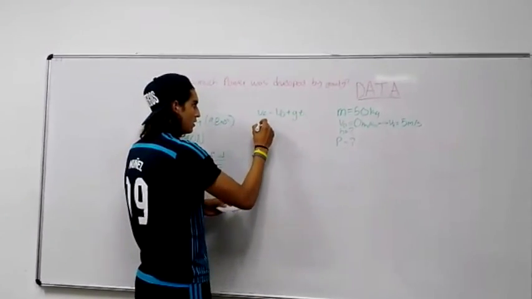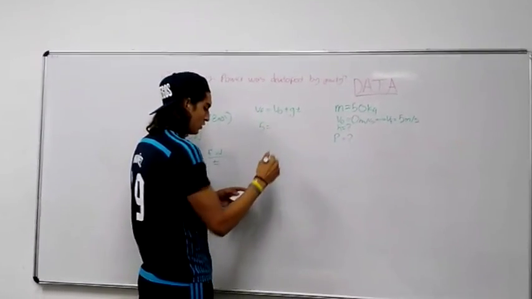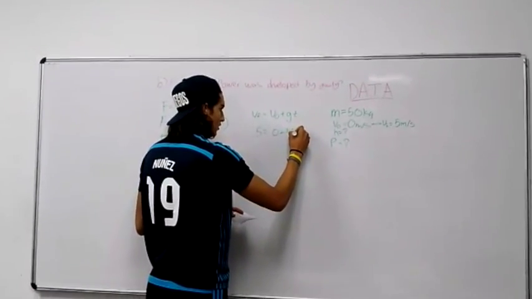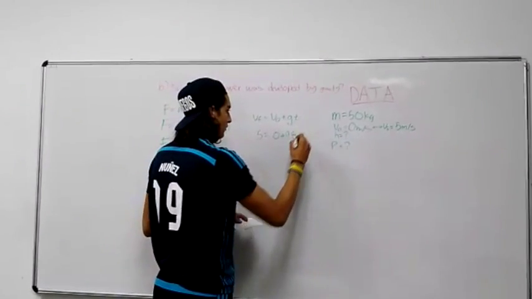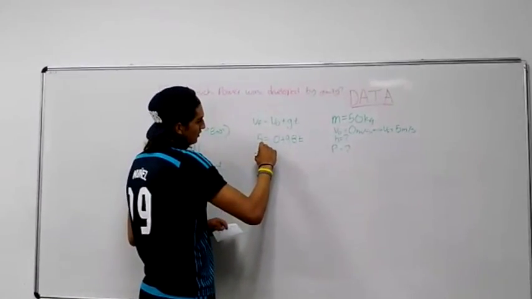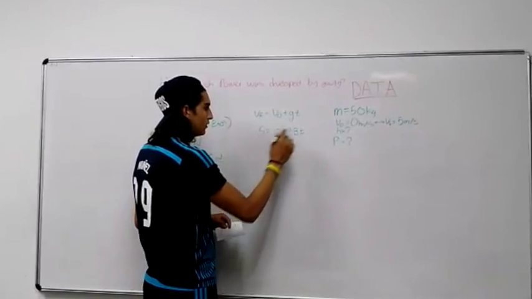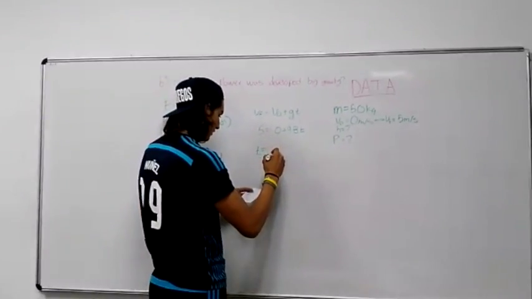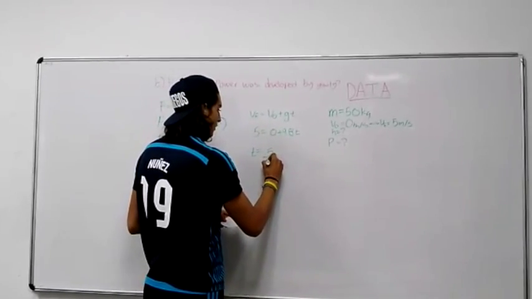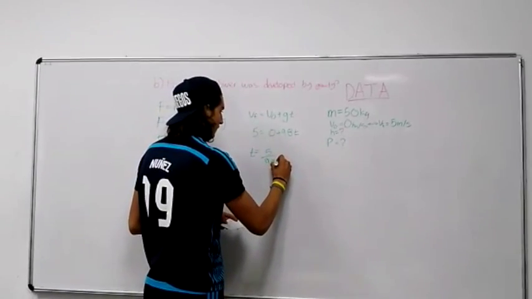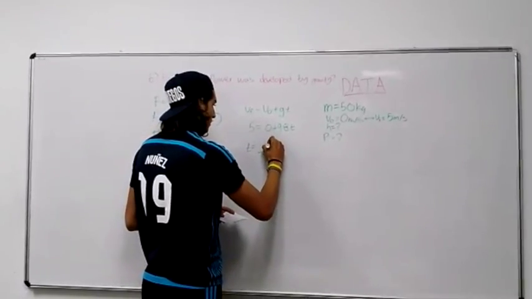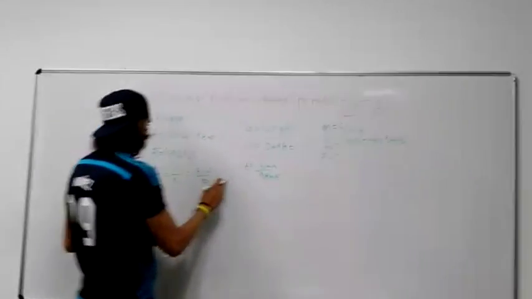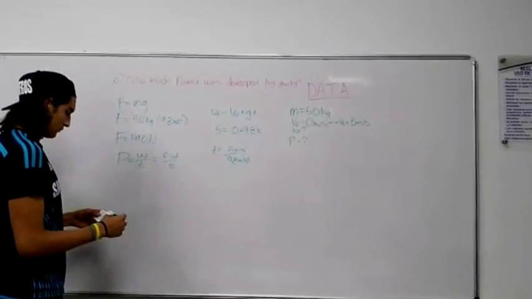That will be 5 equals 0 plus 9.8 times time. And then we're going to leave the t alone. That will be t equals 5 over 9.8. So we're going to substitute the numbers.